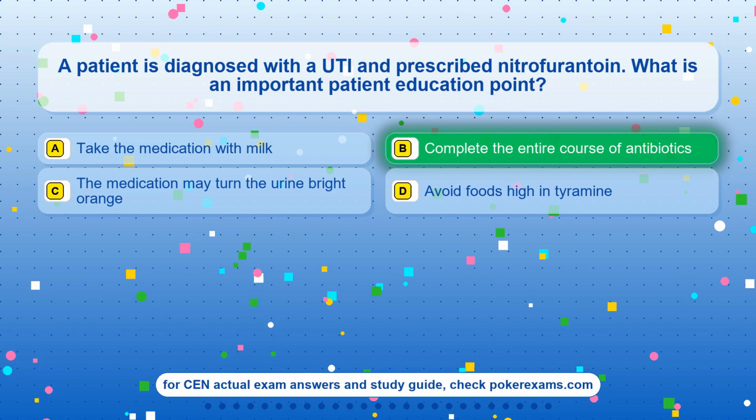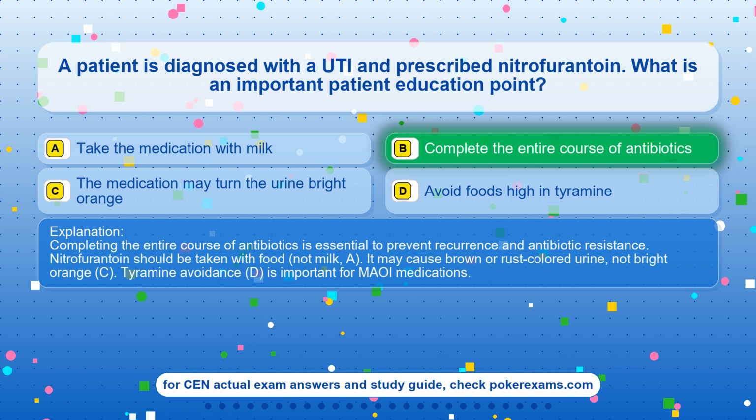The correct answer is Option B, complete the entire course of antibiotics. Completing the entire course of antibiotics is essential to prevent recurrence and antibiotic resistance. Nitrofurantoin should be taken with food, not milk. A, it may cause brown or rust-colored urine, not bright orange. C, tyramine avoidance, D, is important for MAOI medications.